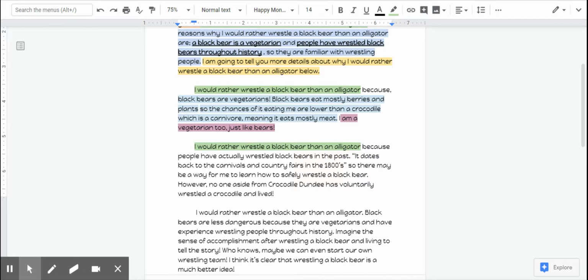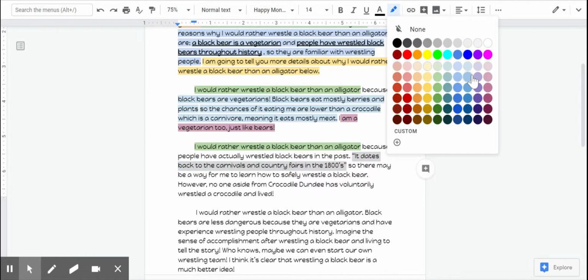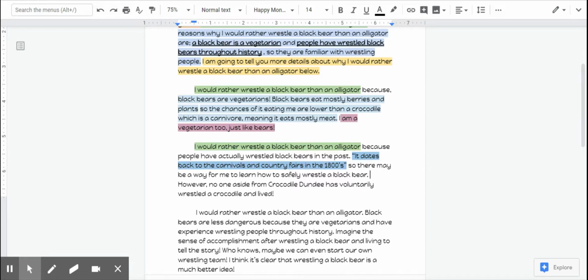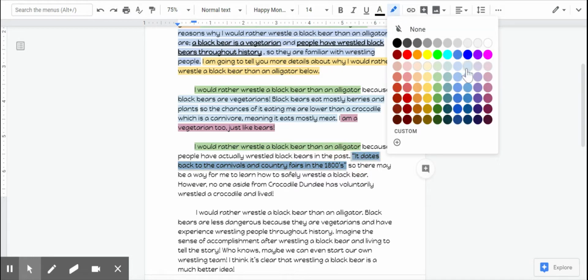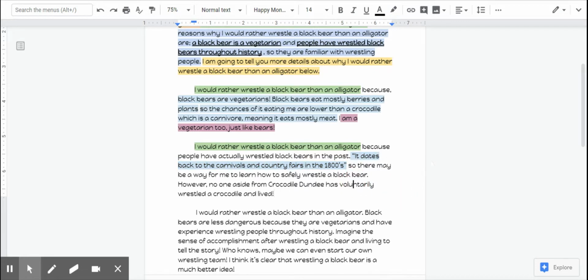Because people have actually wrestled black bears in the past. It dates back to the carnivals and country fairs in the 1800s. These quotation marks right here are a very good indication that this is my fact. It's from the text. I took this information from our text, okay? So if you're taking something from the text, you always need to use quotation marks so that you're citing your sources, so that your reader knows that it's from a different source, okay?